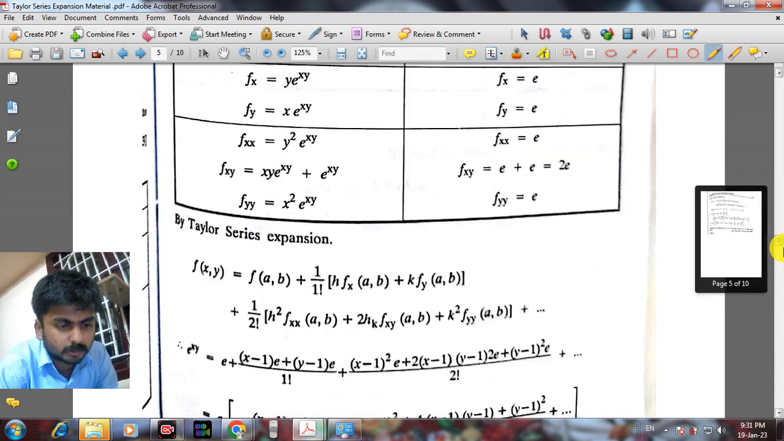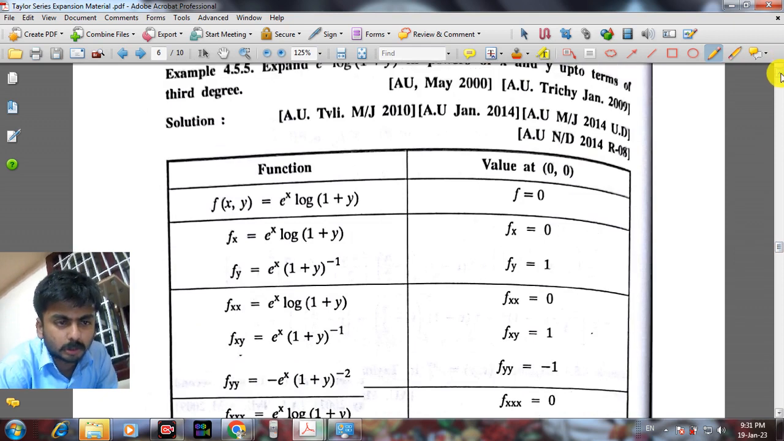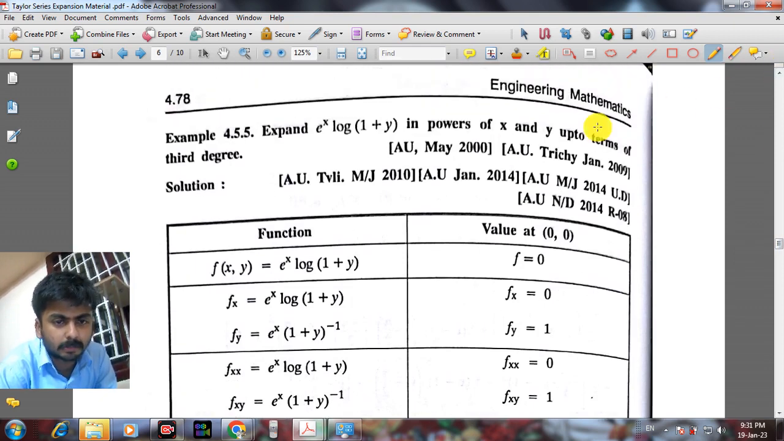We shall discuss the remaining problems tomorrow. Here there is one important problem up to third degree. Here it is e power x log of 1 plus y. So it is also a function of x comma y. The first term is a function of x and the second term is a function of y. When I am differentiating with respect to x, only e power x will be variable, log of 1 plus y is constant. When differentiating with respect to y, log of 1 plus y will be variable, e power x will be constant.